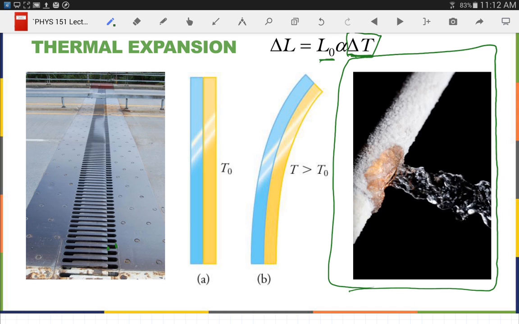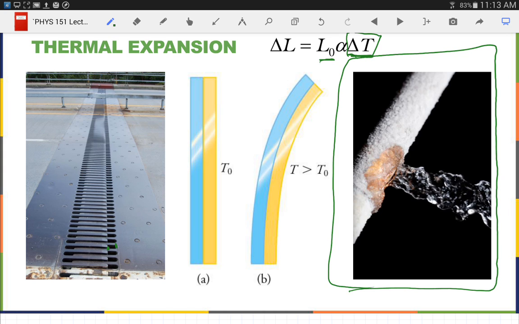So the expansion is taken up in this little expansion joint. If you didn't do that, you would have one of two problems. Either on a cold day, the bridge would be in tension and you'd pull it apart at the weak spot, or on a hot day, it'd be in compression and it would buckle. And both of these things, of course, have happened.